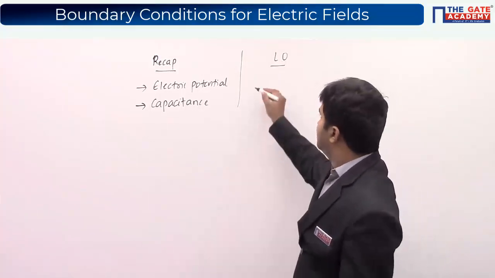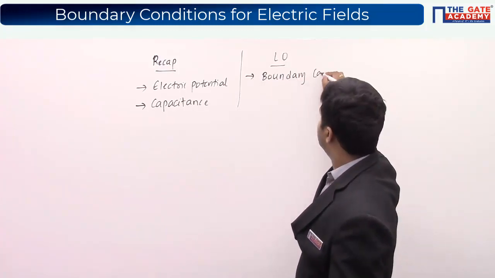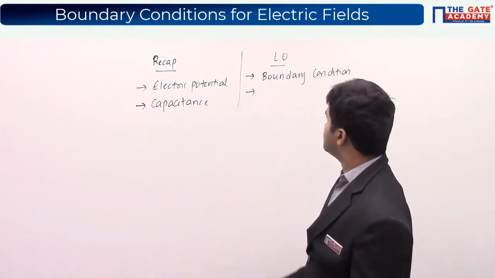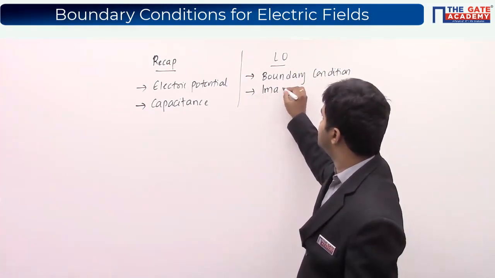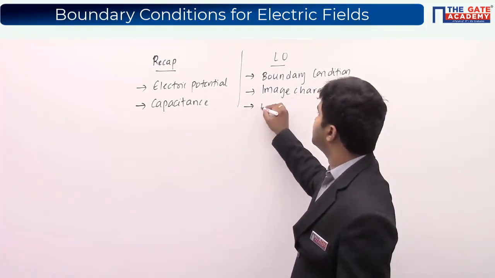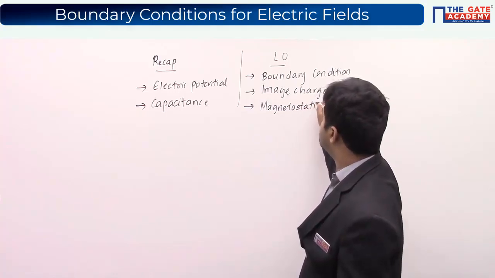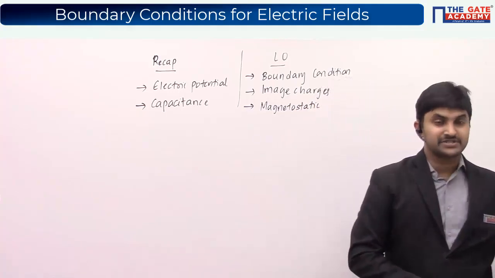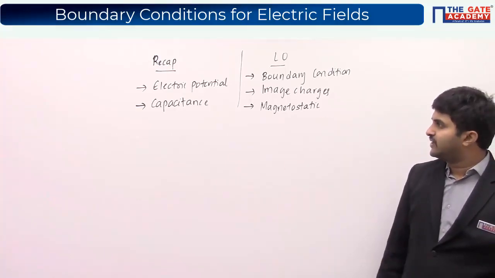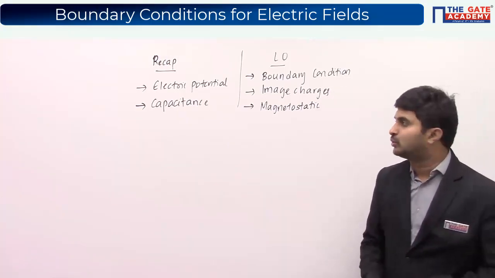So this is what we have discussed in the last class, and in today's class, the learning objective is that we will be discussing the concept of boundary conditions. So what is a boundary condition? Why do we require this boundary condition? We will be discussing that, and after completing this topic, we will go to the concept of image charges. And then we will start discussing the static magnetic fields, which we call magnetostatic fields. Probably we will not complete magnetostatics completely, but we will enter into a good part of it. So that is what we are going to do in today's class.